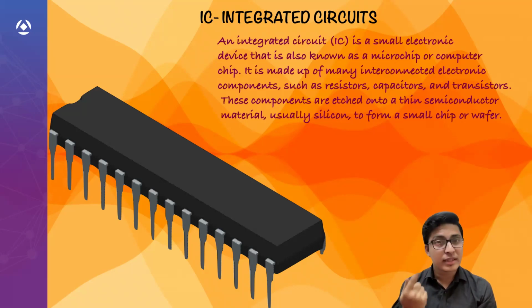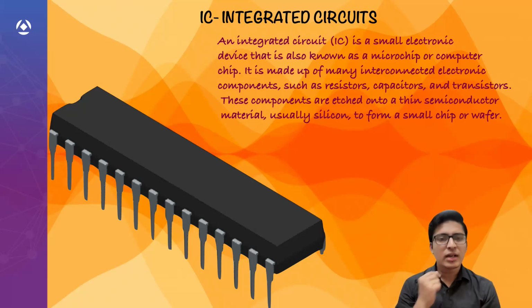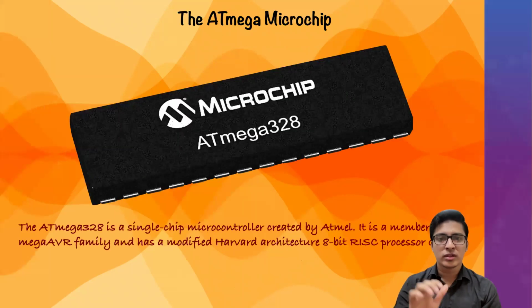What is this semiconductor material? These are partially conducting materials, made up of silicon, from where Silicon Valley gets its name. Now, this is how it looks, and it has many pins. Can you see over here? It has many pins, 28, 48. These are the specific numbers of pins present in an IC that are used.